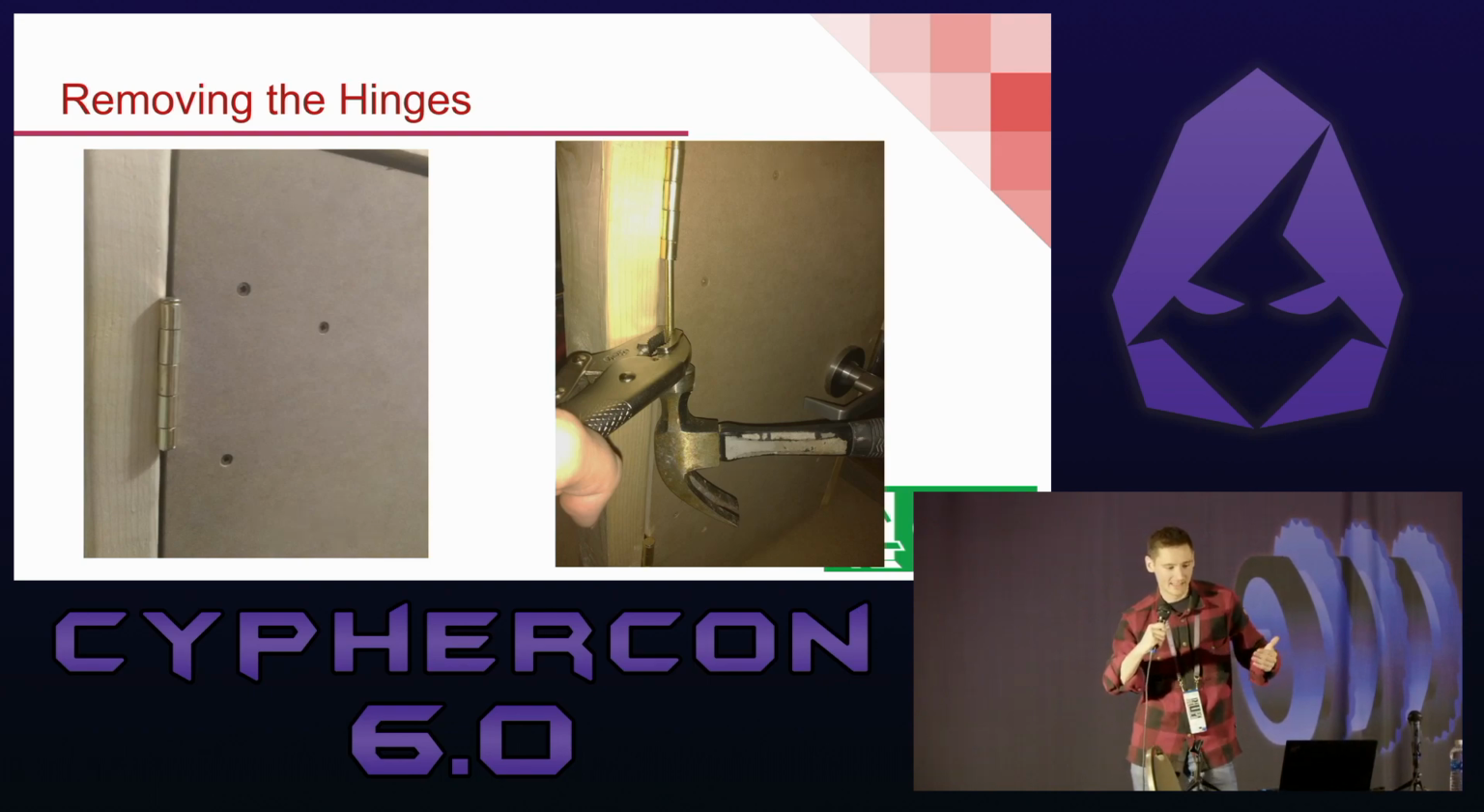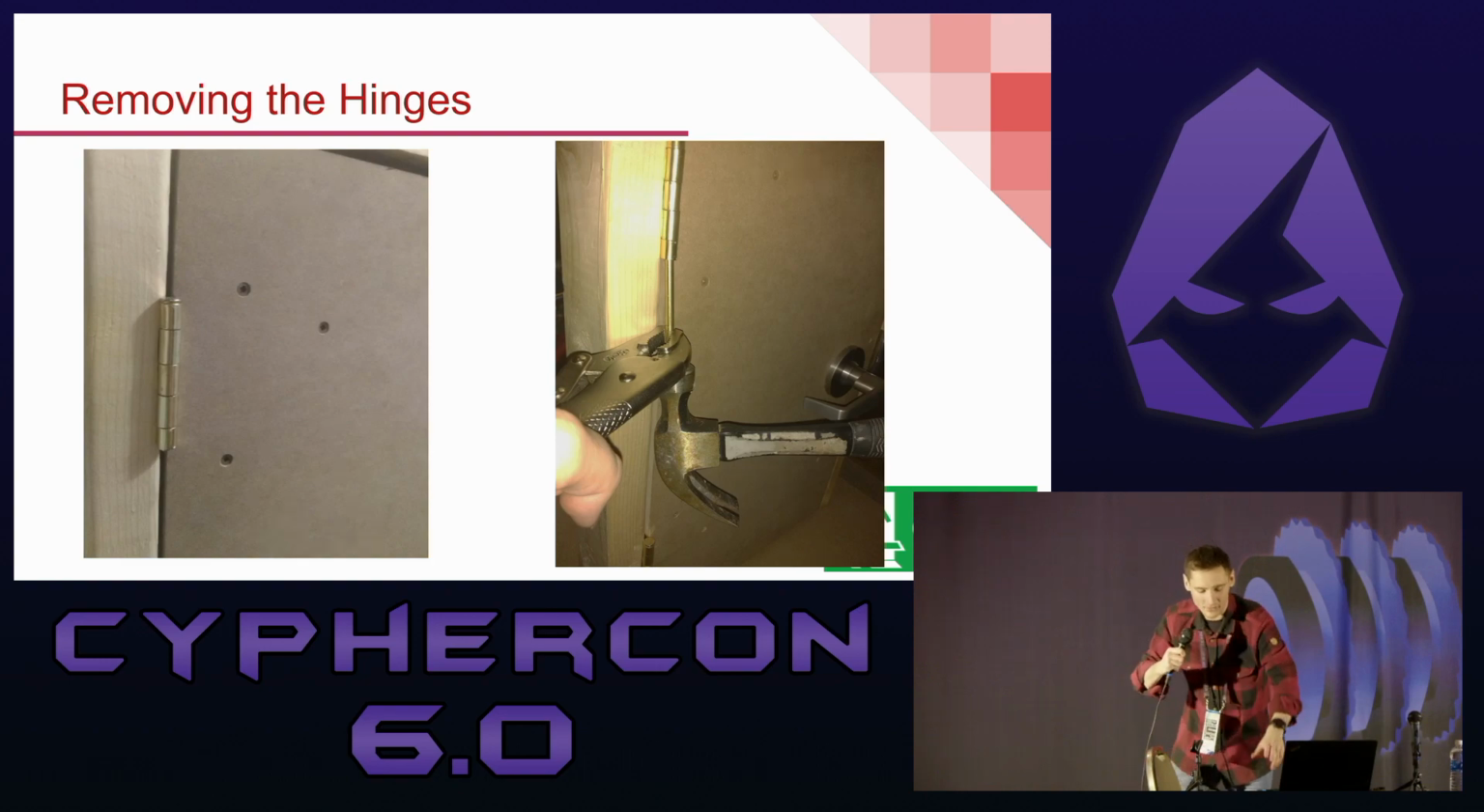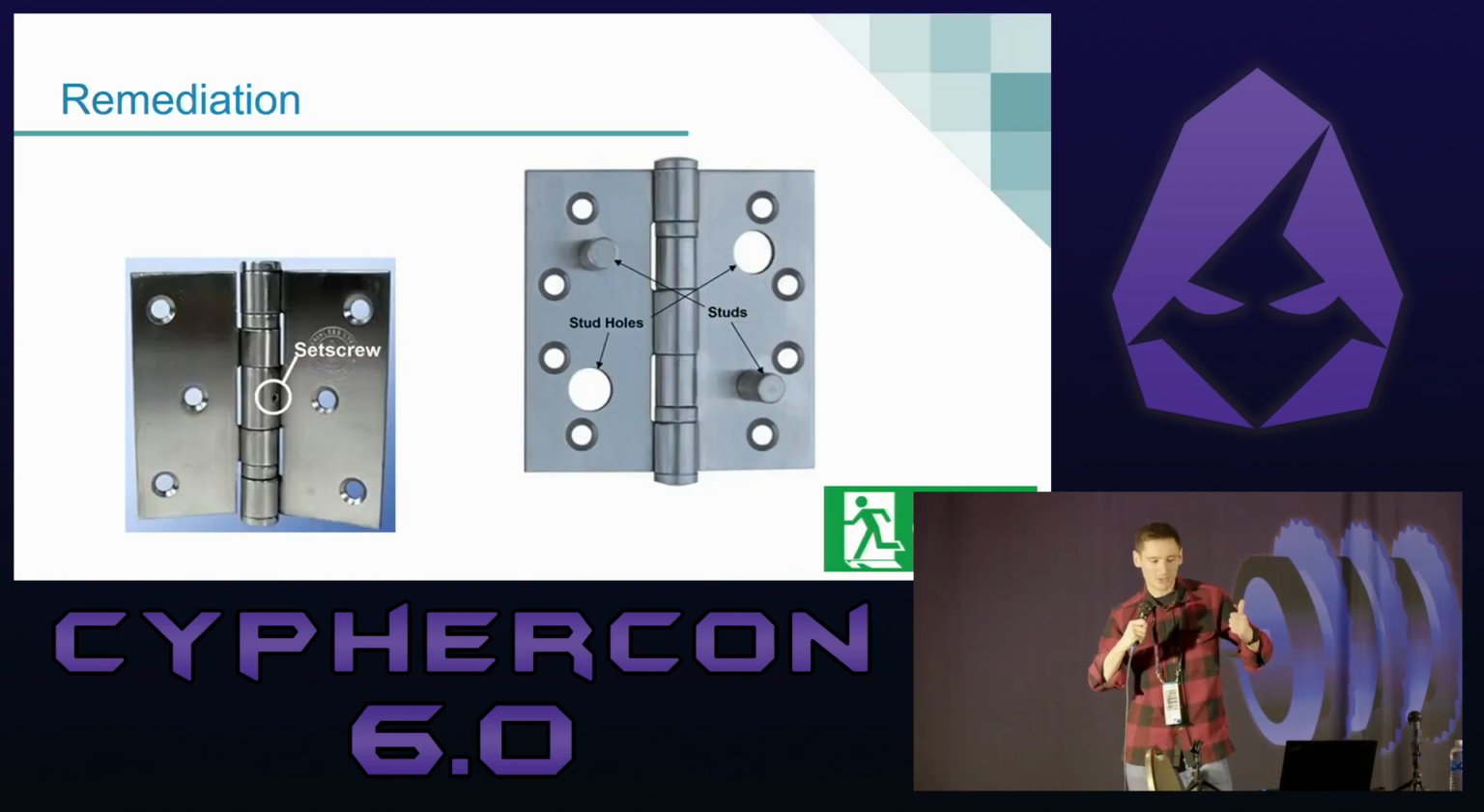You know, it seems pretty bleak when you look at it this way, but there are remediations. One approach is to use a set screw in the hinge so that when the door is closed, you can't get to the set screw, and it doesn't allow the pin in the hinge to slide out, so you can't tap it out anymore.